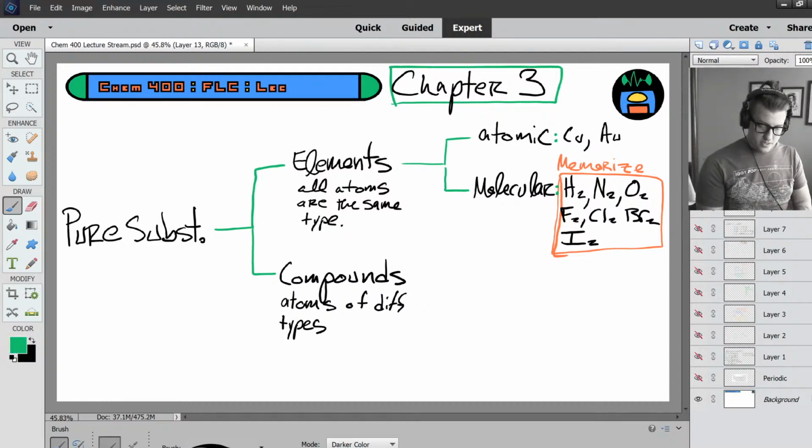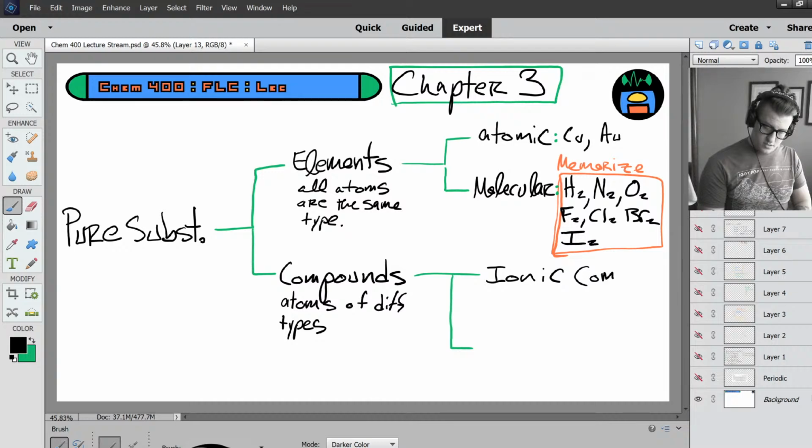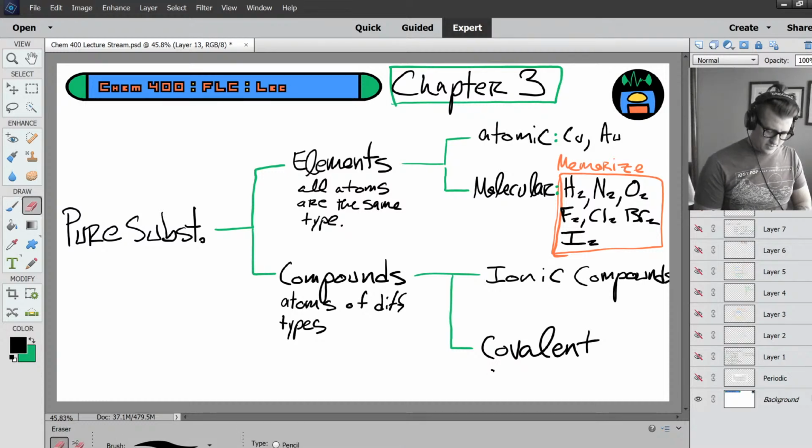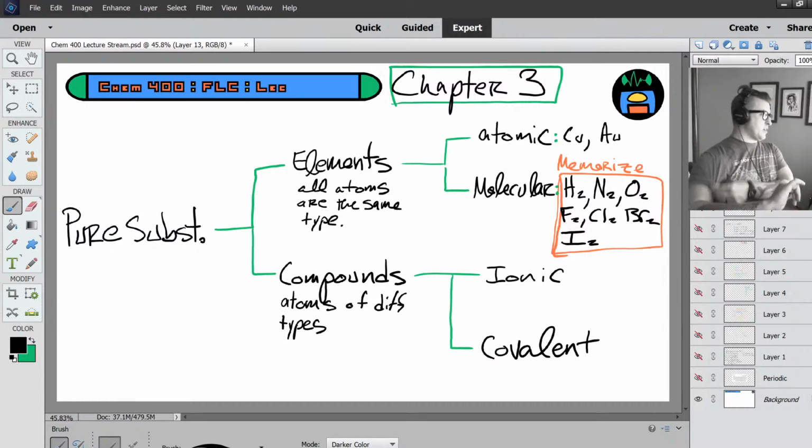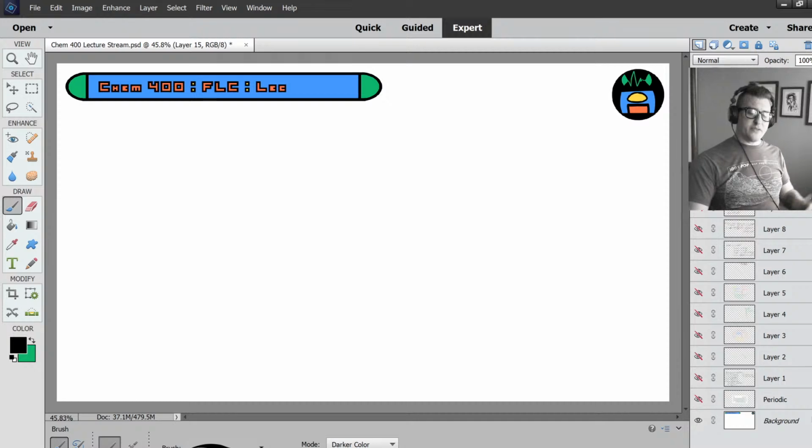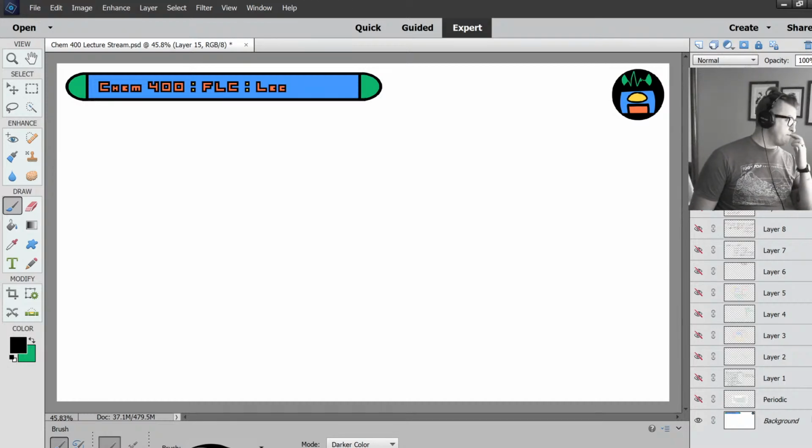Now, as far as compounds go, compounds also come in two flavors. There are ionic compounds and covalent compounds. I guess it's a little redundant to write compound after this since they're already under the compound heading. We will spend more time talking about ionic and covalent compounds, and a ton of time learning how to name them. But I just wanted to give you a general outlook and categorization scheme for how to think about different types of pure substances. And again, in chapter 3, we're going to be focusing on molecules.